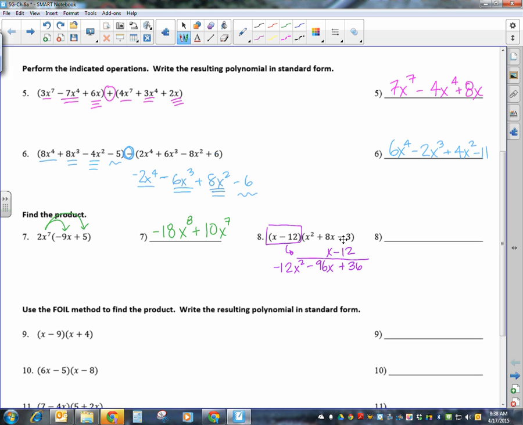Now, x times negative 3 is negative 3x. And you might want to write it there, but that doesn't have an x on it. So what I told you to do was to write it right here, and then you have your like terms already lined up.